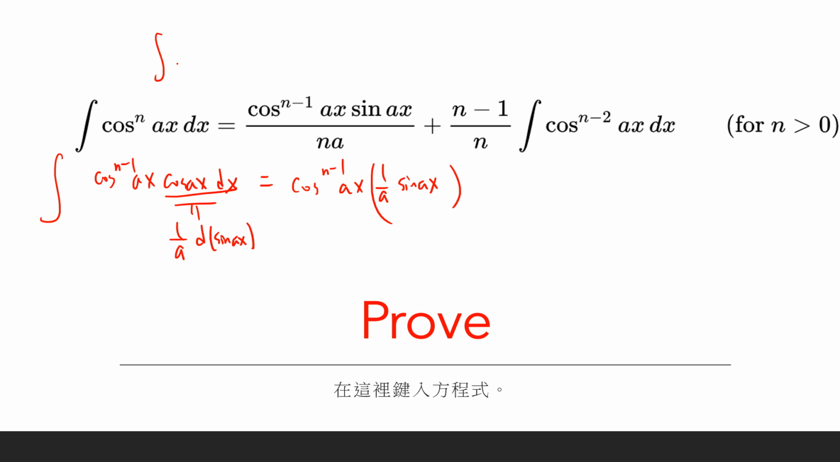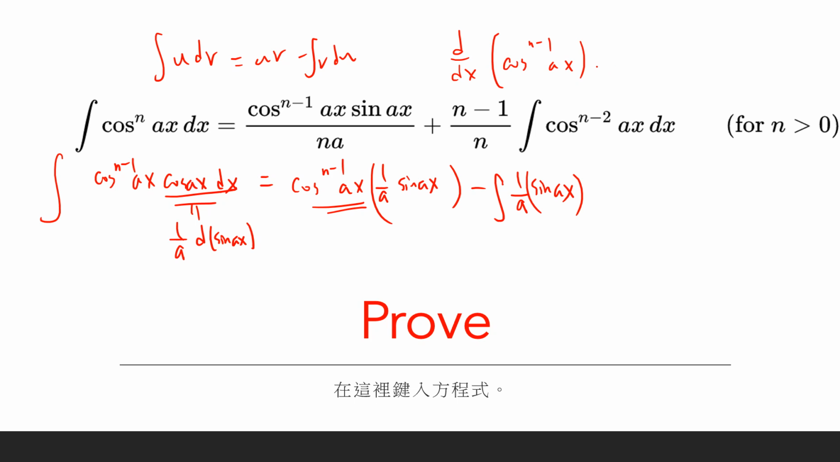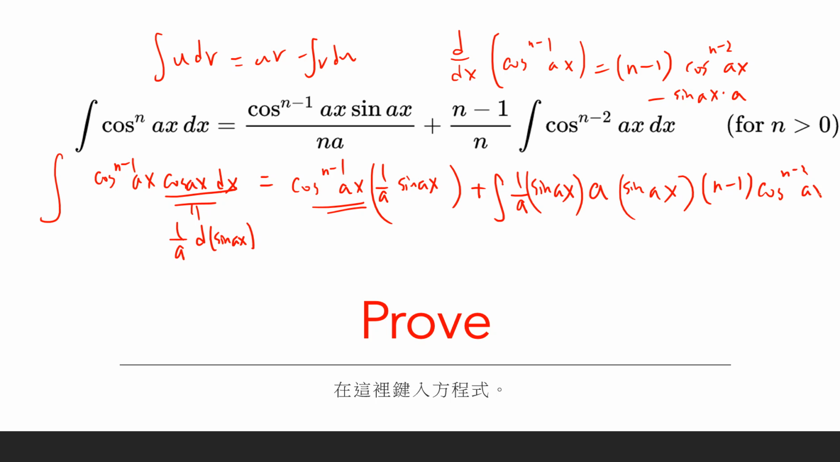Let me just remind you guys, u dv is uv minus integral of v du. So minus v and the du. What is du? du is the derivative with respect to these, right? So let me just write it here. Cosine n minus 1 ax, and with respect to the chain rule, it's minus sine ax times a. So this is plus a sine ax times n minus 1 cosine n minus 2 ax.